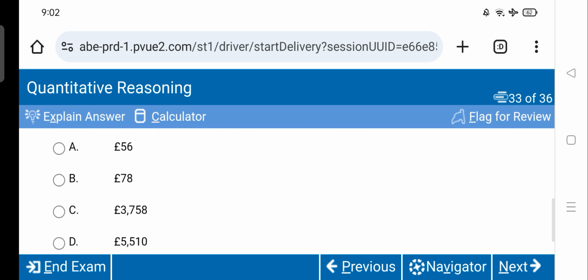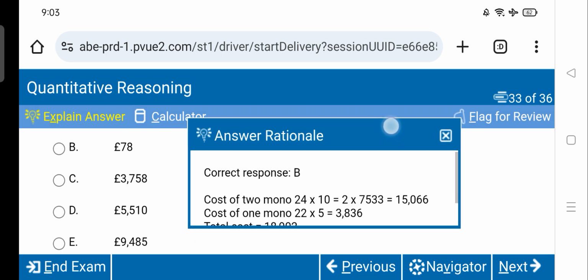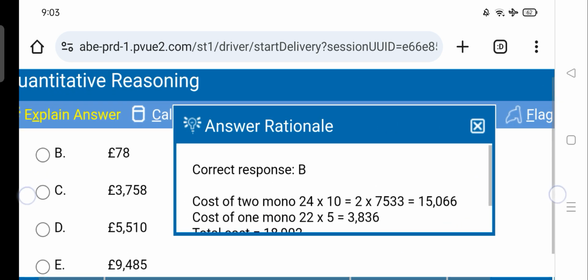Option A, 56 pounds, option B, 78 pounds, option C, 3758 pounds, option D, 5510 pounds, option E, 9485 pounds. So here we have a correct response, option B.